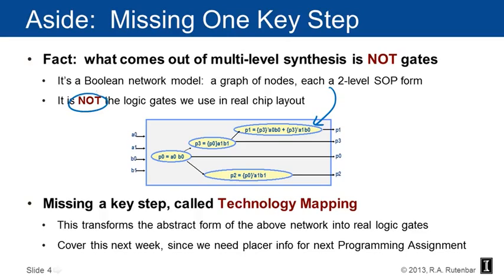We have to do something to turn it into logic gates. And there's a key step, and that step is called technology mapping. That transforms the abstract form of the above network, the result of multi-level logic synthesis, into real logic gates and wires. I'm going to cover this next week and not this week because we're actually going to do a programming assignment in this MOOC that's a placer. And I need to just get you the methods and models and mathematics and algorithms of placement in order to let you do that. So we're doing this a little bit out of order, and I just wanted to explain why we're doing that.